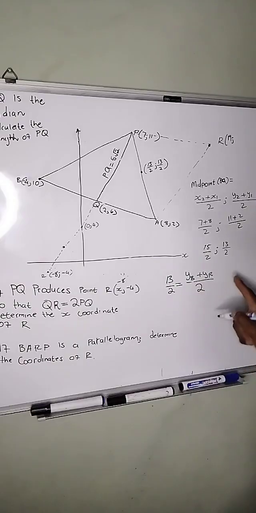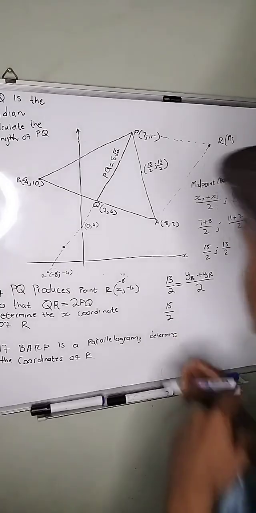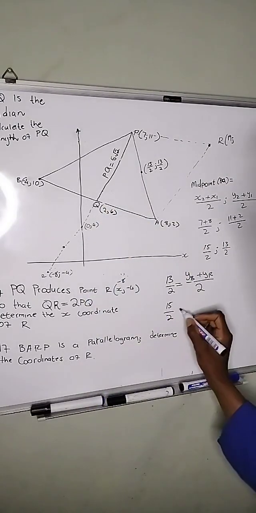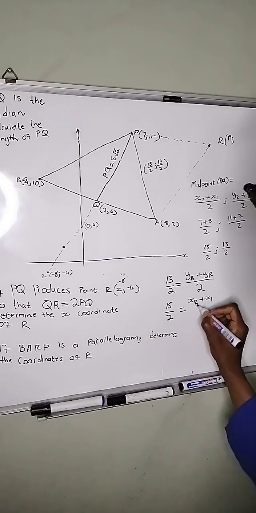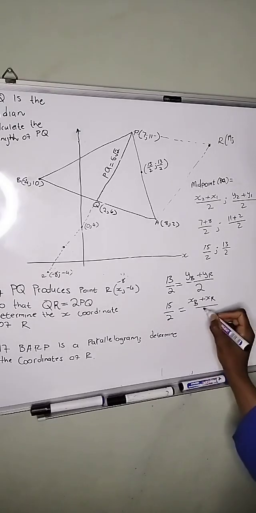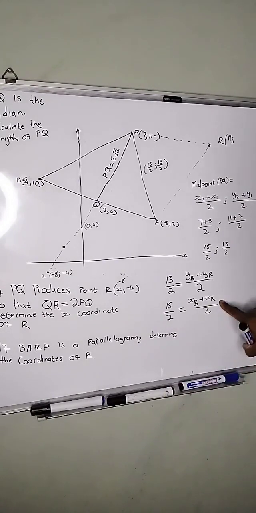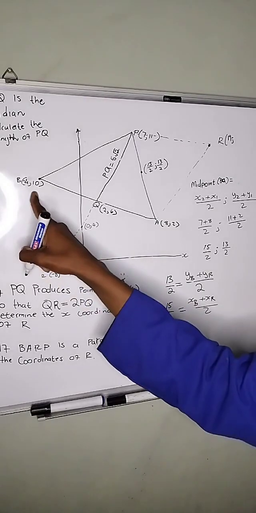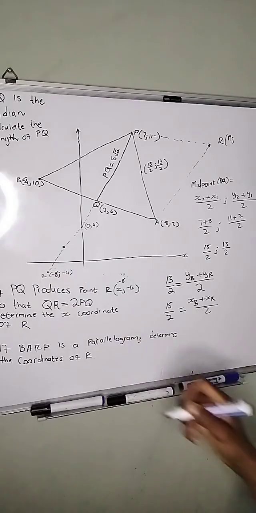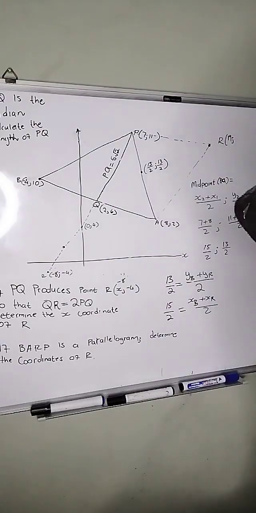Then you calculate for Y. Even for X, you are going to say 15 over 2 is equal to X2 plus X1, XB, I mean, plus XR over 2. Then you calculate for R, because you already got your value for YB. For YB, it's going to be 10. For XB, it's going to be negative 4. Is that clear, guys?